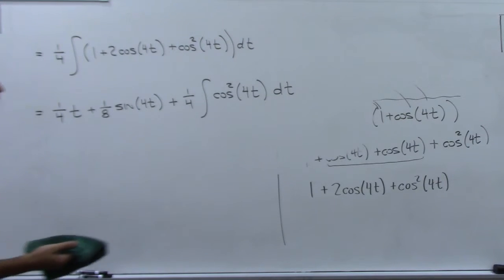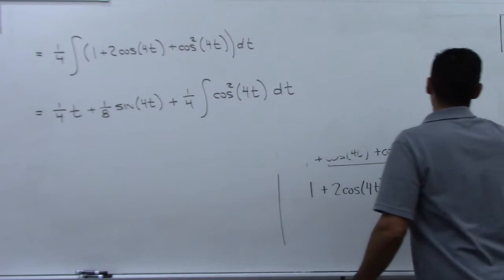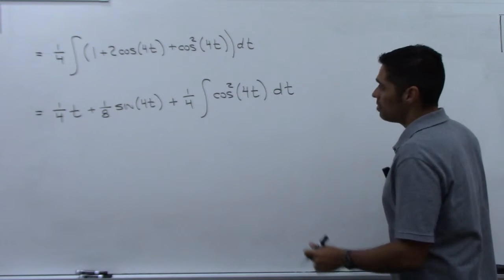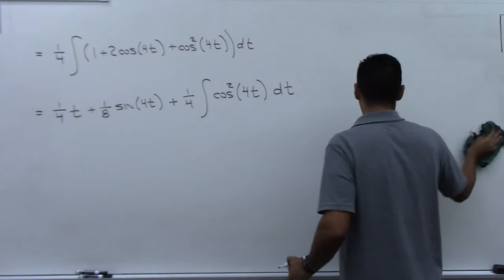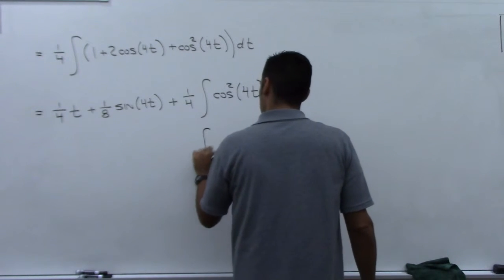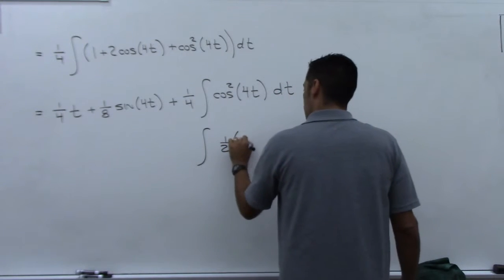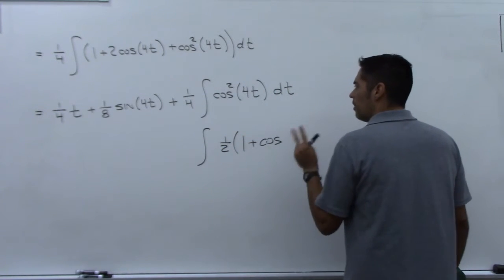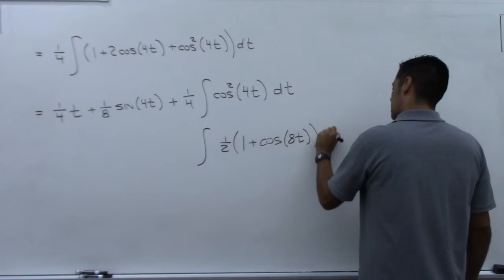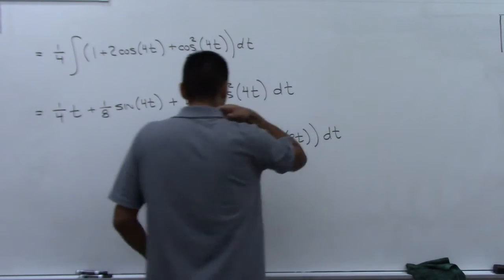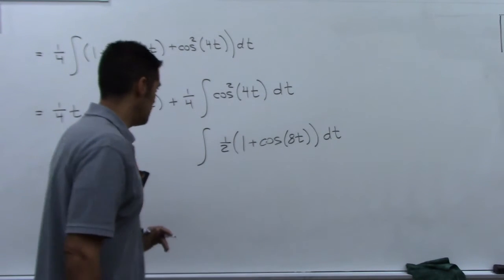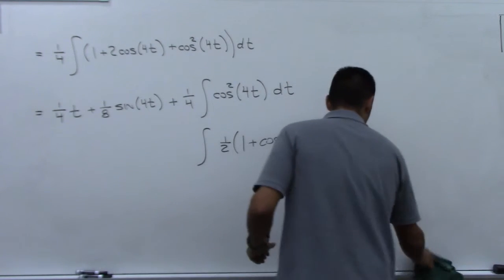Okay, at this point, I'm going to need to bring that formula back in. The formula is going to allow me to reduce the power on this one right here. So, using the formula, this integral becomes a 1/2, then in parentheses 1 plus cosine, and then double the angle. Doubling that angle, I now have 8t dt. And the good thing here is I can pull the 1/2 out. It'll join up with this 1/4. And then I can integrate those term by term.